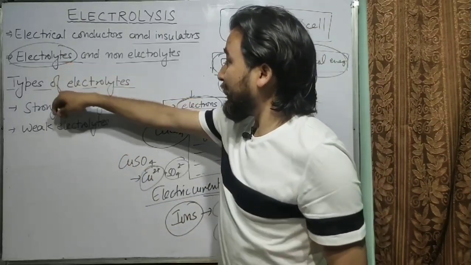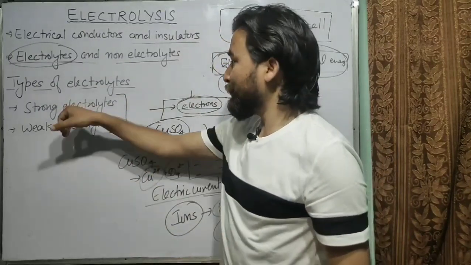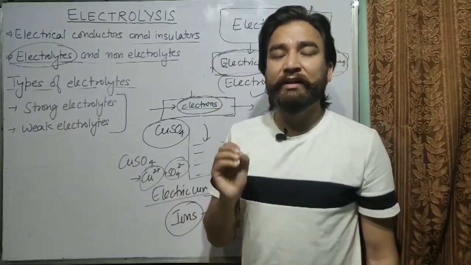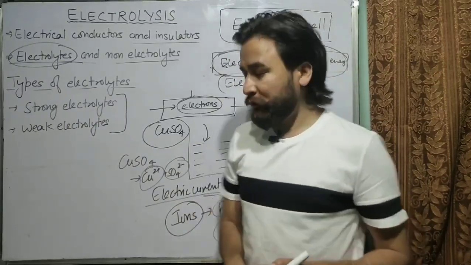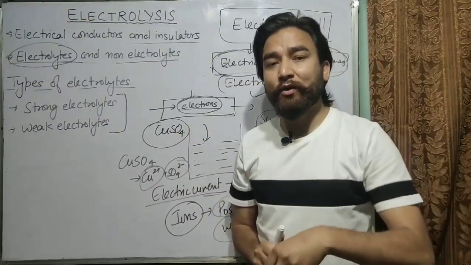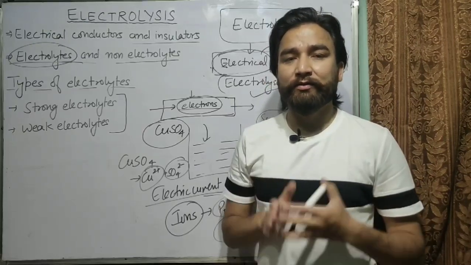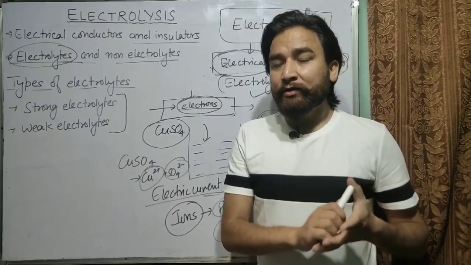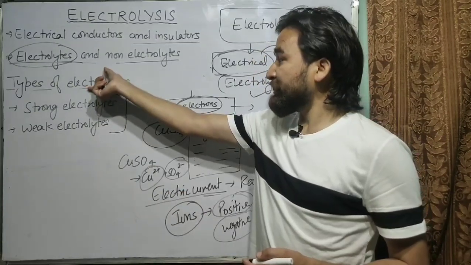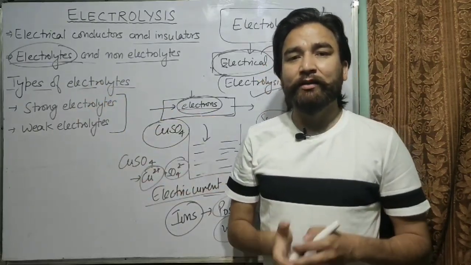So there are basically two types of electrolytes. One is strong electrolytes and the other type is called weak electrolytes. As I told you, electrolytes are the substances which, when dissolved in water, form ions. Such compounds are called electrolytes. So on this basis we can classify electrolytes into two categories: strong electrolytes and weak electrolytes.